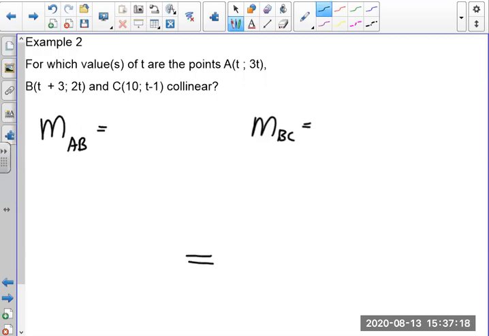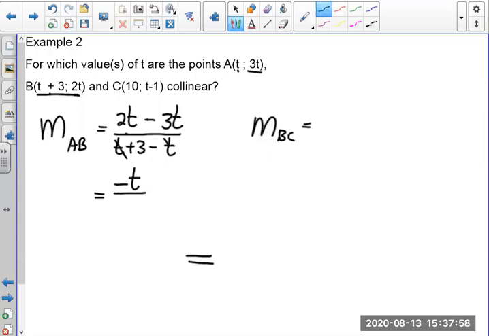Now remember again, if I start with this point first, then I must start with the y first and then the x first. So gradient of AB: the y of B is 2t minus the y of A, which is 3t, over the x of B, which is t plus 3, minus the x of A, which is t. So if I simplify that, 2t minus 3t is minus t. And can you see the t and the t here will cancel? And I'm left with minus t over 3.